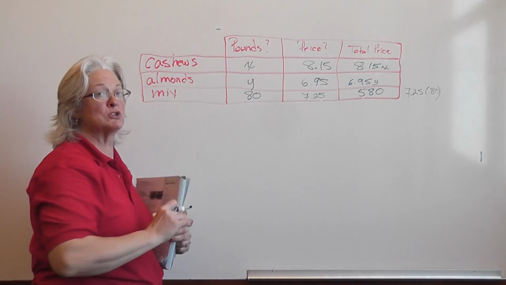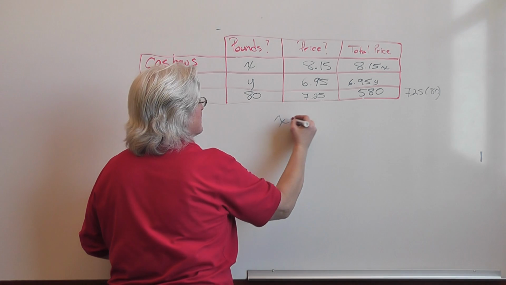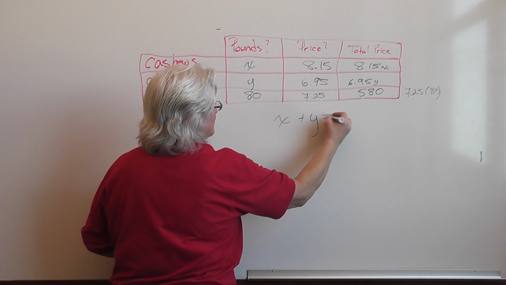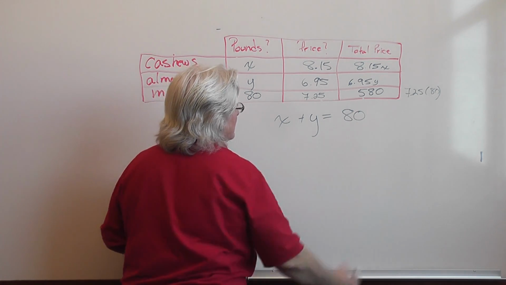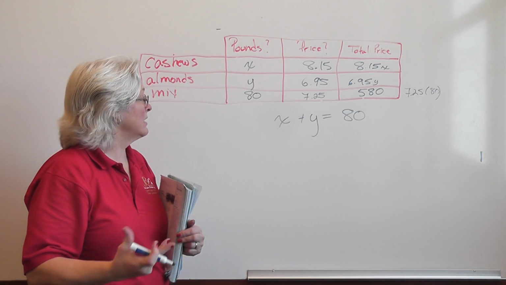The mixture is going to be cashews and almonds, so it stands to reason that you say X, or the number of pounds of cashews, plus Y, which is the number of pounds of almonds, is equal to the 80 pounds of the mixture that the manager desires to have.